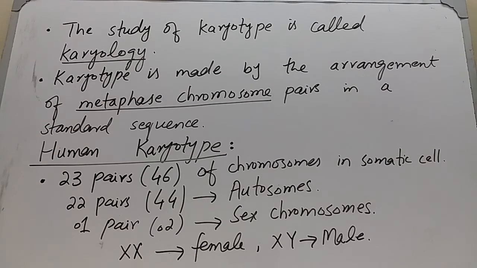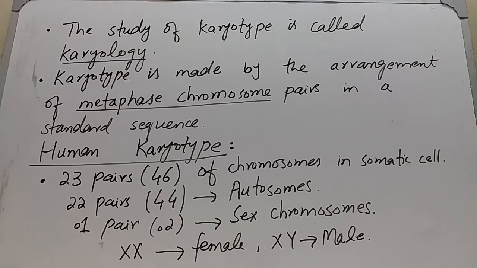Now about the human karyotype. In human beings, there are 23 pairs of chromosomes in each somatic cell, or each body cell, except the gametes. 23 pairs or 46 chromosomes. These chromosomes are divided into two categories. The first 22 pairs, the 44 chromosomes, are known as autosomes, the body chromosomes, because they have no genes for sex determination.